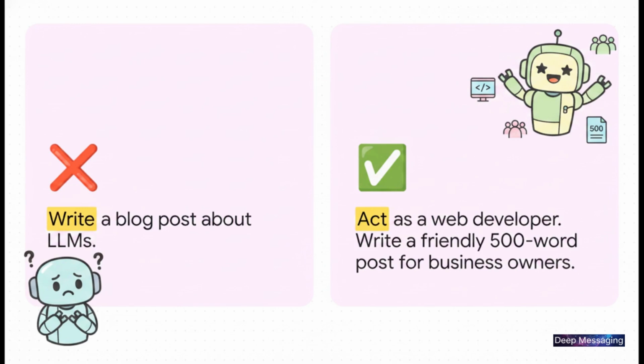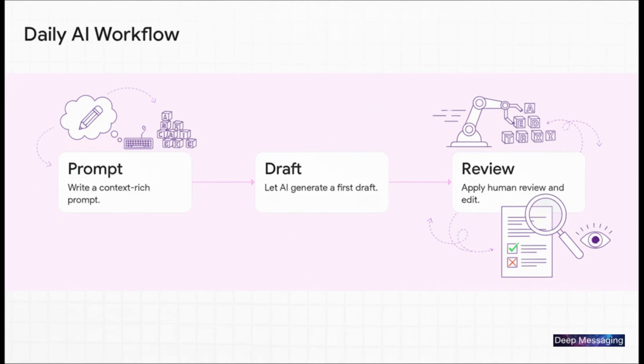By saying, "Act as a professional web developer, write a 500-word blog post explaining LLMs. Target audience is small business owners. Tone is friendly." You are suddenly giving the AI a role, a format, an audience, and a specific vibe to follow. So here is your simple 3-step daily AI workflow that you can start using right now.